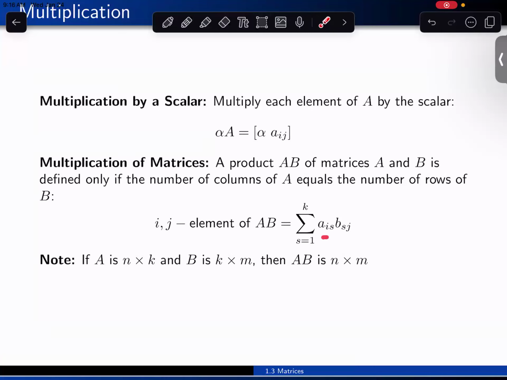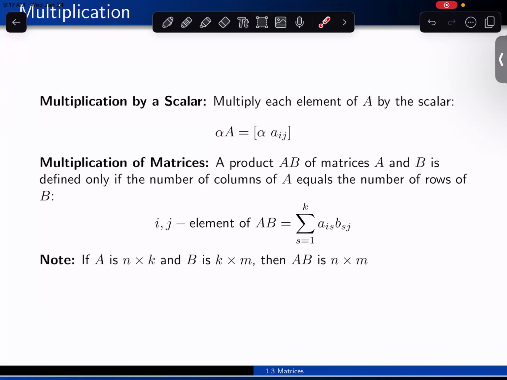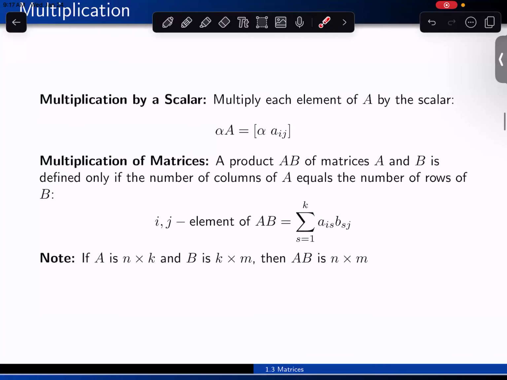So this is like the ith row of A, jth column of B. And then what's going to be changing is which entry you're considering in the ith row and which entry you're considering in the jth column of B. It'll be more clear after I work through an example. You shouldn't look at this and be like, oh, I understand now, I know how to do it. Maybe you do. But it's more practical to work through examples to understand what's going on.